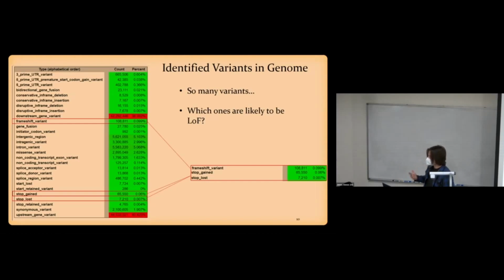Stop loss is also likely. If we lose a stop codon, then we have a really long sequence, and then we have a lot of amino acids and a lot of biochemical forces, and we don't know if it'll even do anything. And then a frame shift variant, where we move our reading frame, means we're losing potential amino acids that contribute to protein structure.